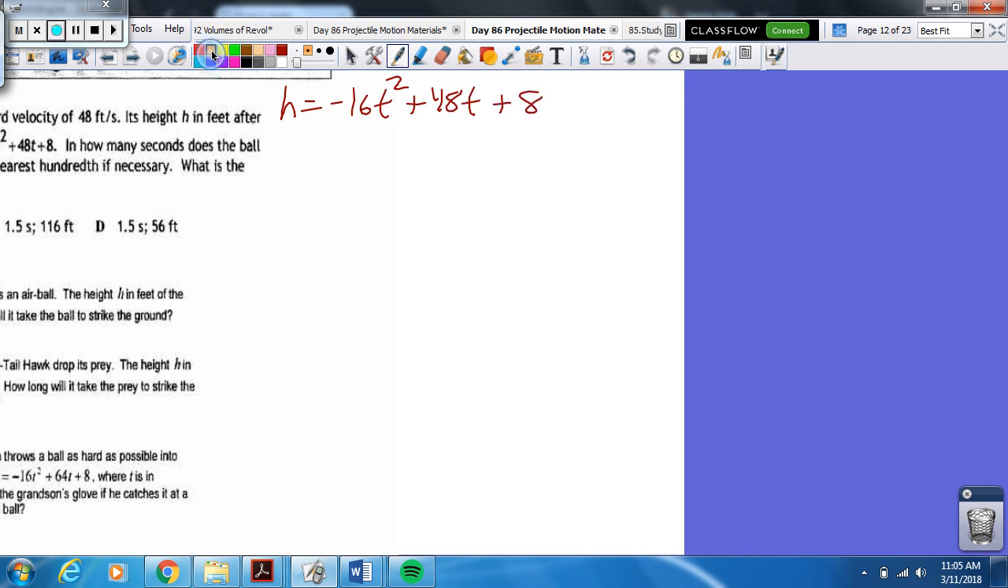Okay, what does this mean? This is the height. This is gravity pulling down. This is the initial velocity. This is the initial height. So all this stuff is given to us.